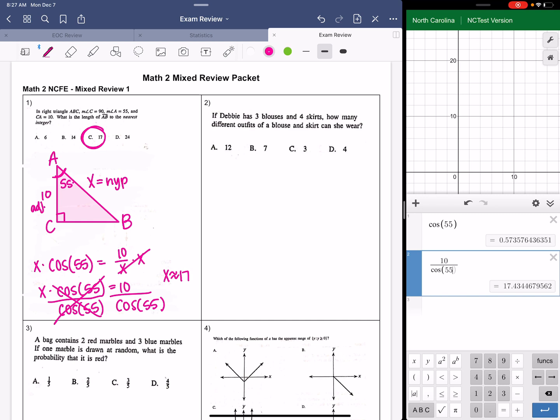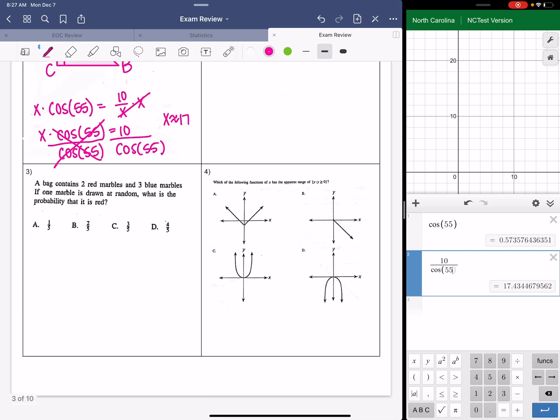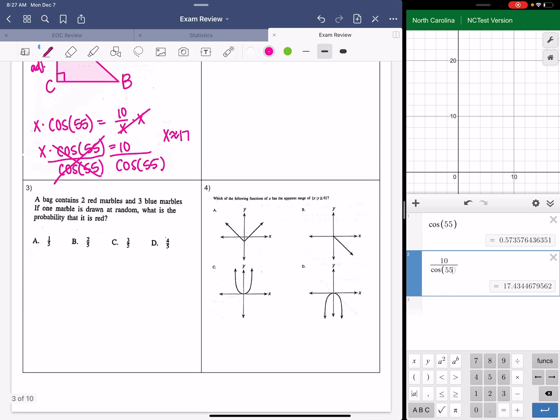Okay, number 2, Debbie has 3 blouses, 4 skirts. How many different outfits can she wear? The fundamental counting principle says 3 times 4 is 12. Number 3, 2 red marbles, 3 blue marbles. If one is drawn at random, what's the probability that it's red? Well, there are 2 red, so 2 out of the total of 5 marbles.